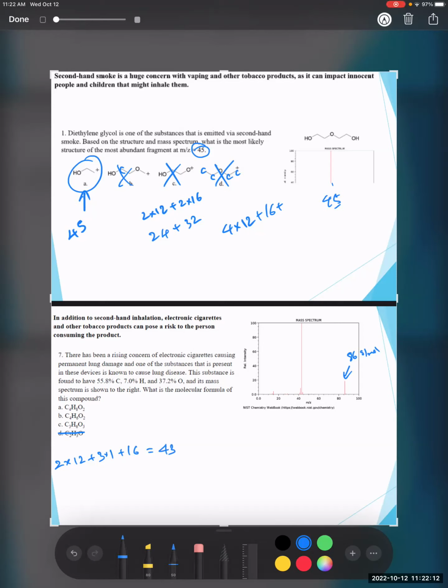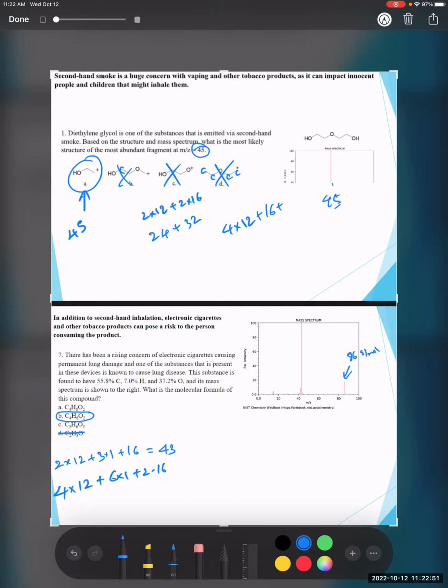I mean 86. Now we see that the option B is twice of that. That means this should have a molar mass of 86. Let's do that. We have 4 times 12 plus 6 times 1 plus 2 times 16. 4 times 12 is 48. 48 plus 6 is 54. 54 plus 32 is 86, which matches with our answer, without even doing any calculations.